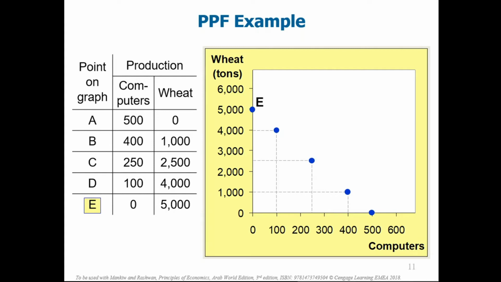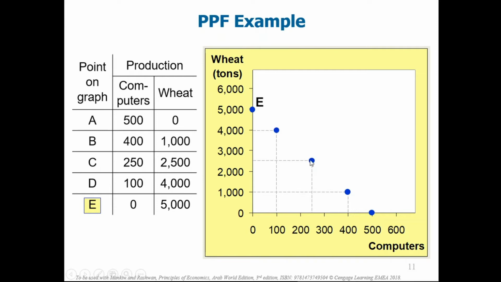As I told you, if you are a student and you have only 5 hours to study, for example, per day, and you spend all the 5 hours studying math, do you have more time to study for Arabic? You don't have time. So same thing here, because we have only 50,000 hours, we can only produce wheat and we cannot produce computers, because this is the maximum number of hours as a resource to produce wheat.